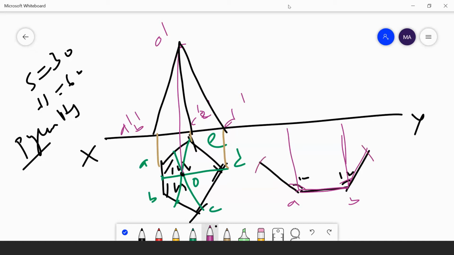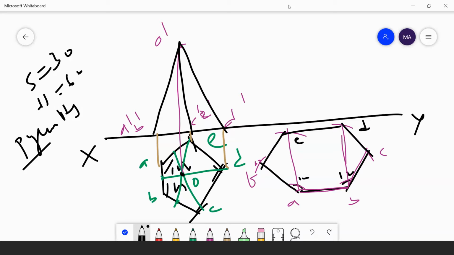After that, I am projecting this A point upwards and B point upwards. From here I am cutting 30. From this side I am cutting 30. From C I am cutting 30. From F also I am cutting 30. Then I am joining these two. I will get a hexagon, A, B, C, D, E, F.